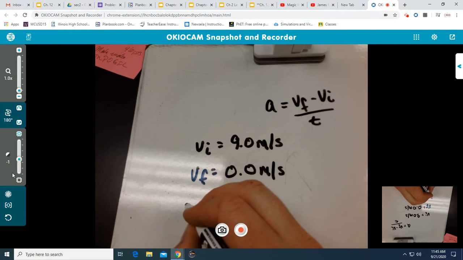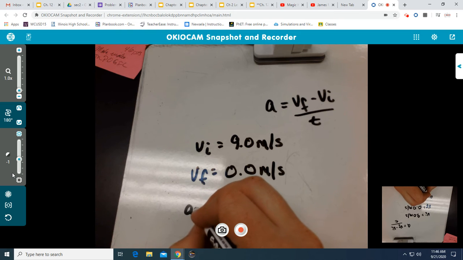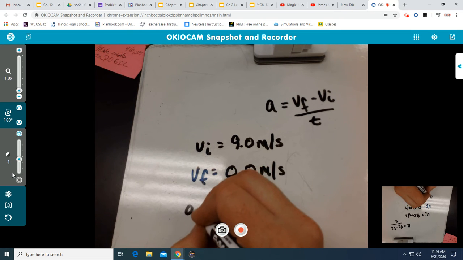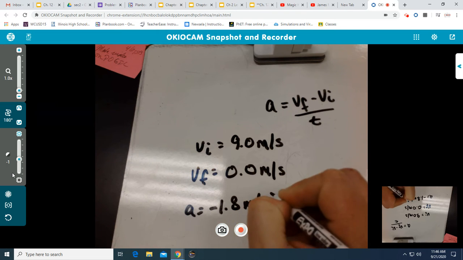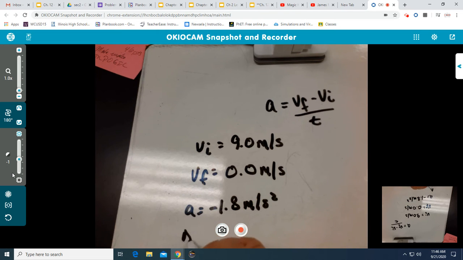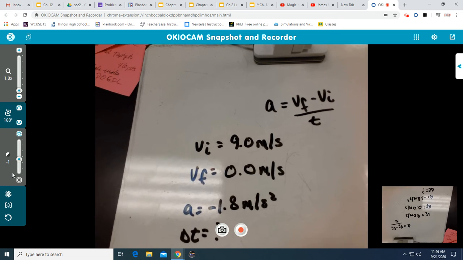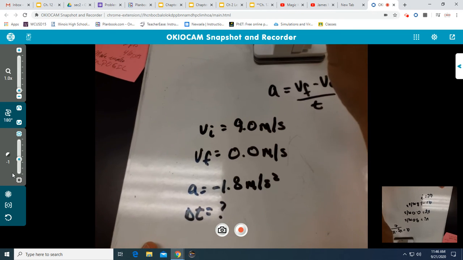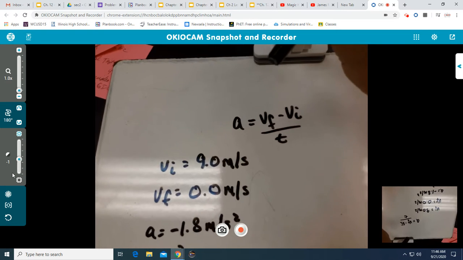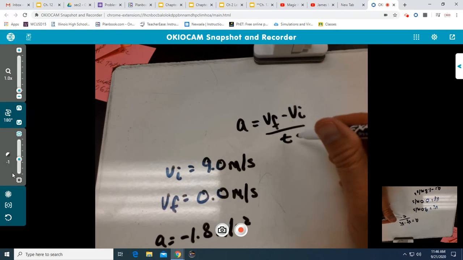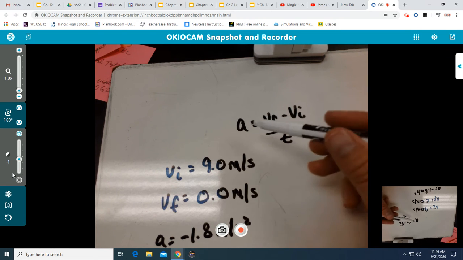So our average acceleration was negative 1.8 meters per second squared. And so we're trying to figure out how long it took. Sorry, you can't see that little icon there. How long it took for this to occur. Well, that means we have to rearrange our formula. So I need to get this t out of the denominator and isolate it.